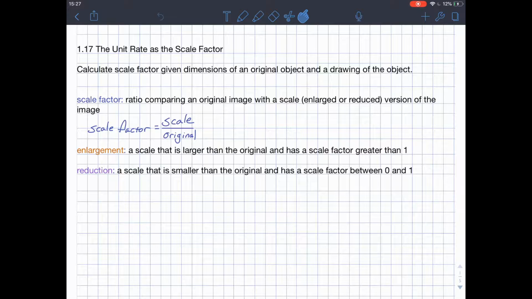Our learning goal is to make sure that we can calculate scale factor given dimensions of an original object and a drawing of the object. This will help us to master Standard 7.RP.A.1, compute unit rates associated with ratios of fractions, including ratios of lengths, areas, and other quantities measured in like or different units.